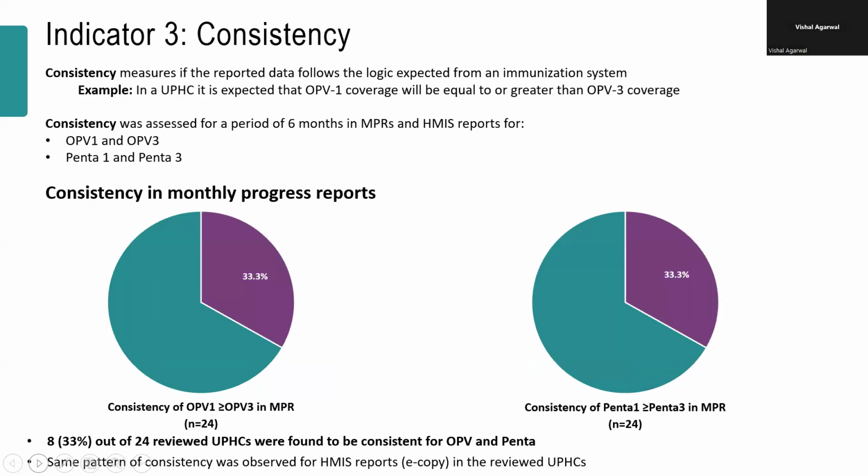We can go to the consistency. Consistency means our data should follow a logical pattern, and you can see both for OPV and Penta doses, only 33% of the reviewed health facilities were found consistent for OPV and Penta. Otherwise, the rest of the facilities were not consistent for these OPV and pentavalent vaccine. Next slide.